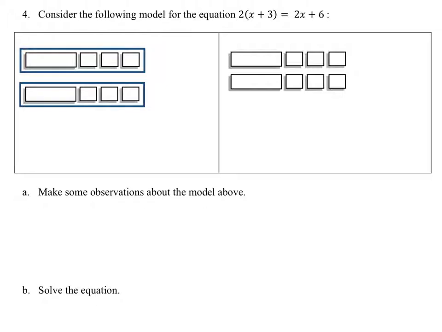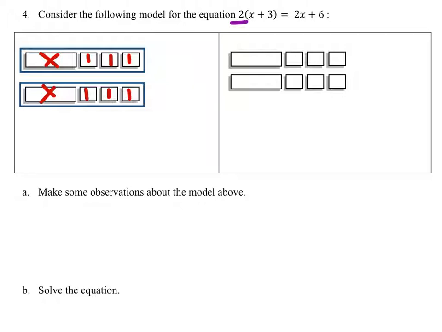So, right here, consider the following model for the equation. This would be an x right here. This is an x, 1, 2, 3. Well, this 2 times that tells us that we have two sets of x plus 3, or two groups of x plus 3. That should sound really familiar from elementary school because that is what multiplication is.